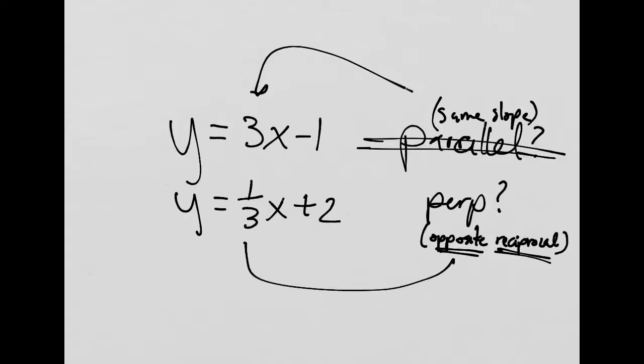Well, look at the signs of this. This is a positive 1/3, and the other one is a positive 3. Well, therefore, it doesn't even satisfy the first part of perpendicular, so it's not even perpendicular. So these equations would be neither. They're not parallel, they're not perpendicular.